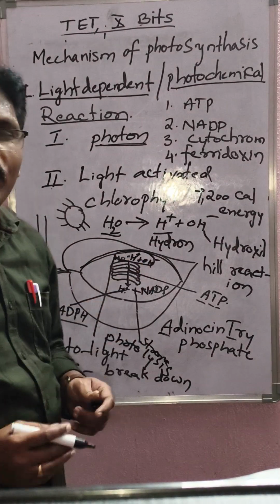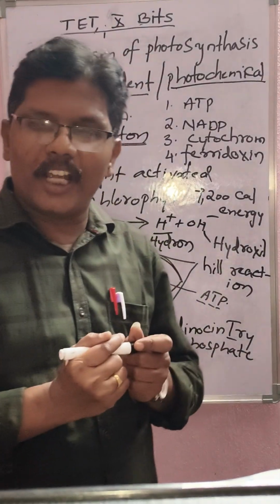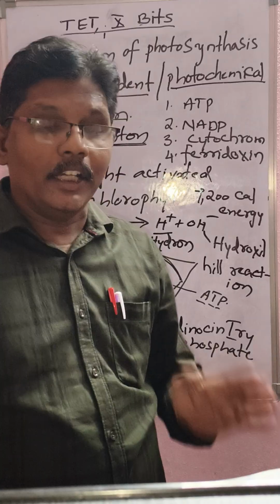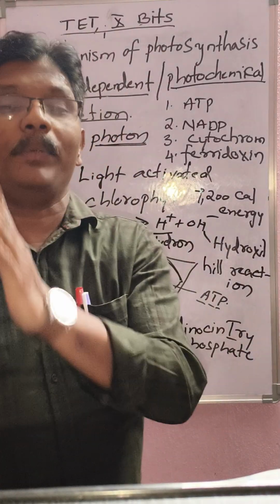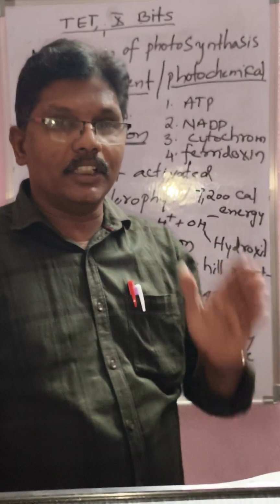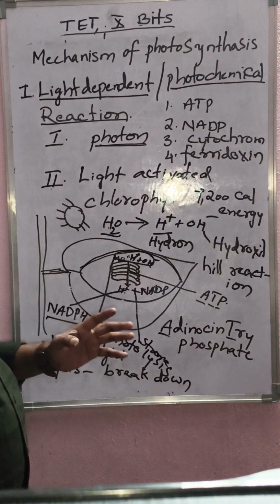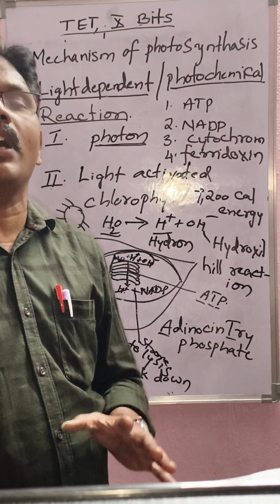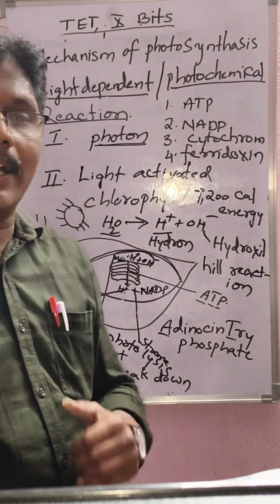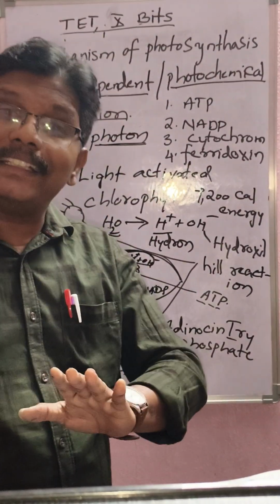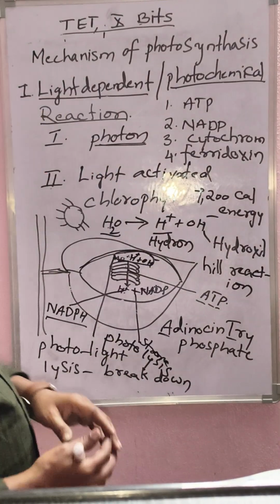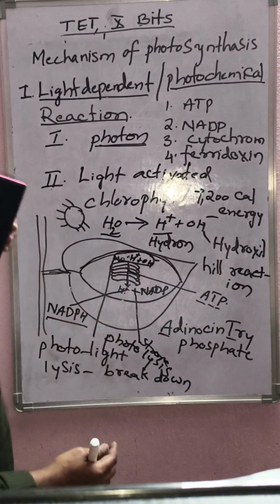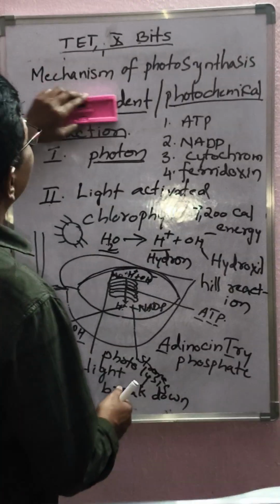So we can say that in the light reaction, two assimilatory powers form. What are they? ATP and NADPH. This is the mechanism of the light reaction. After that, the dark reaction is there.